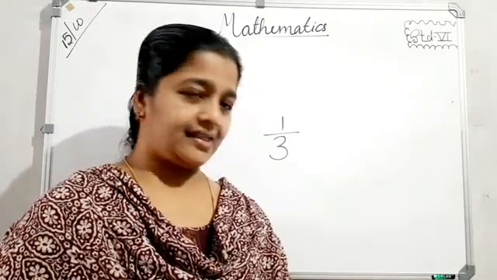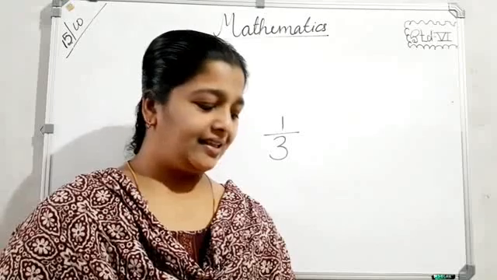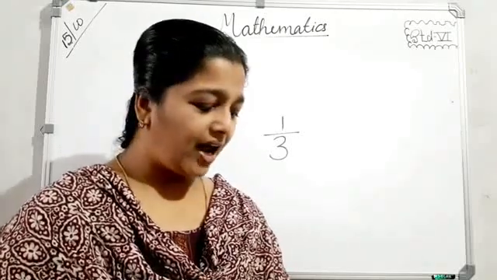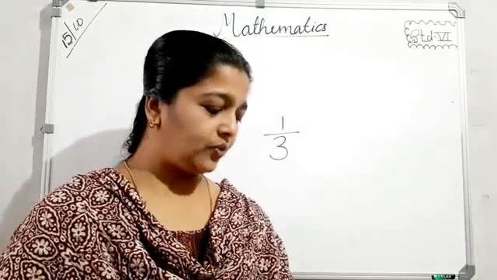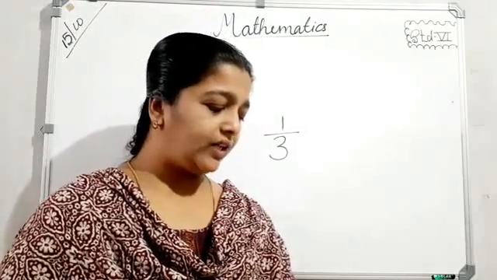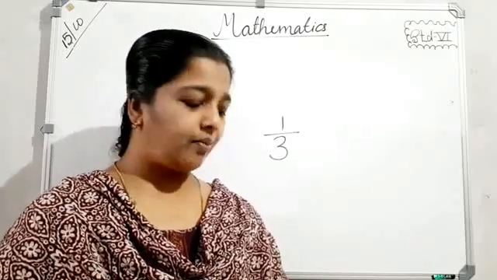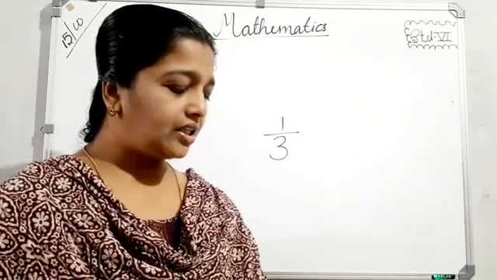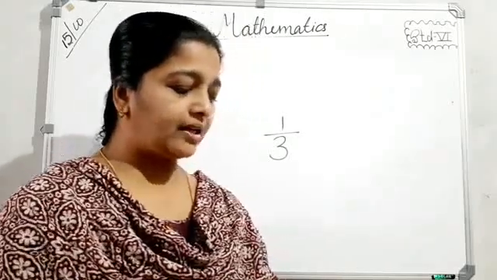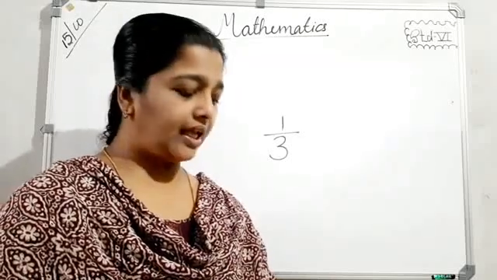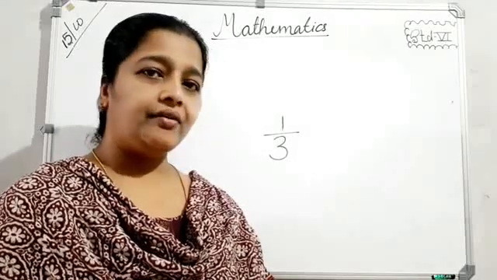Kanchan dyes dresses. She had to dye 30 dresses. So far she has finished 20 dresses. What fraction of these dresses has she finished? The number finished is 20, and the total number of dresses is 30. So what fraction of dresses has she finished?